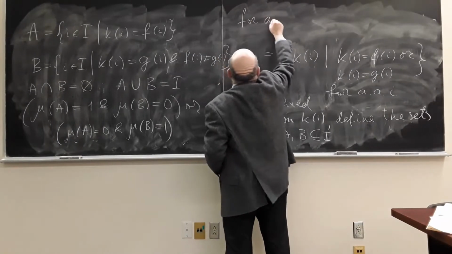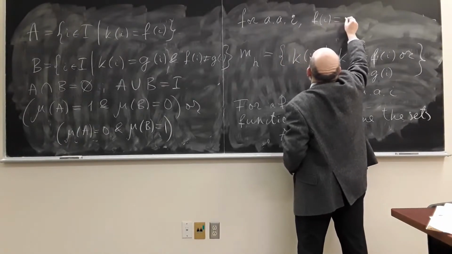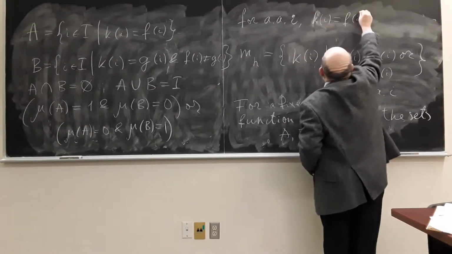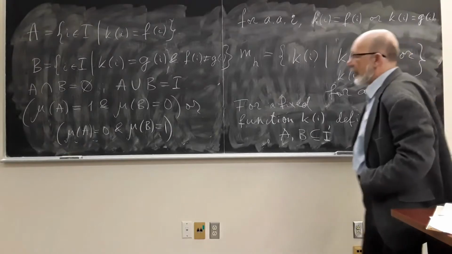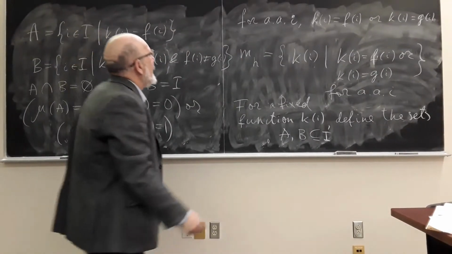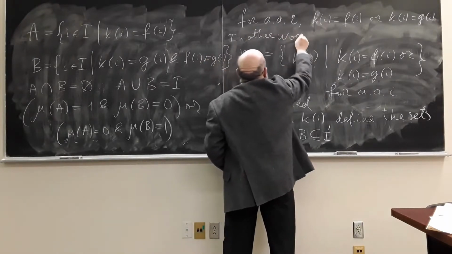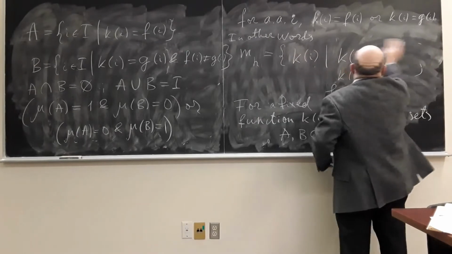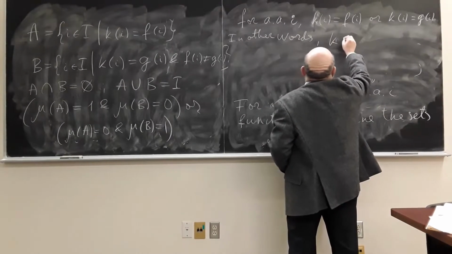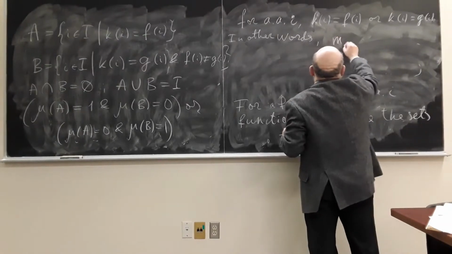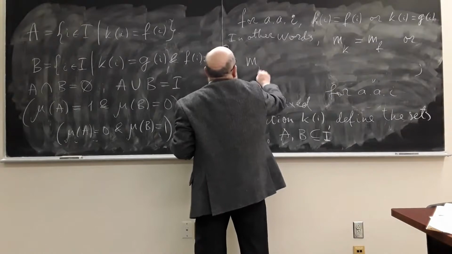For almost all I, F of I equals K of I or K of I equals G of I. This means that, in other words, I would say, mK equals mF or mK equals mG.